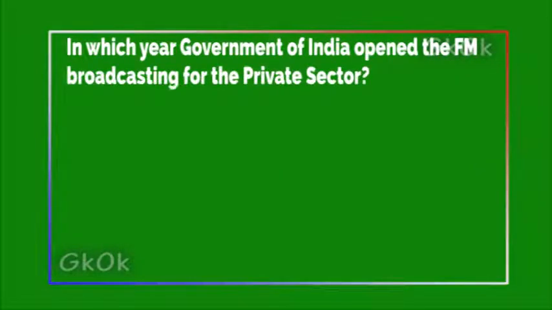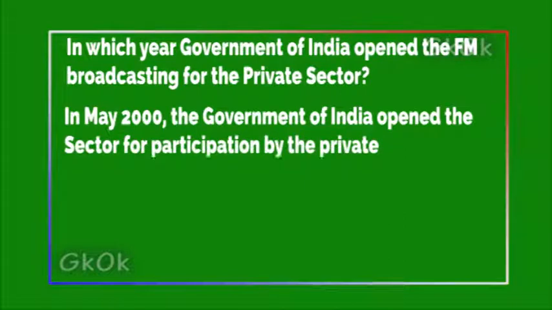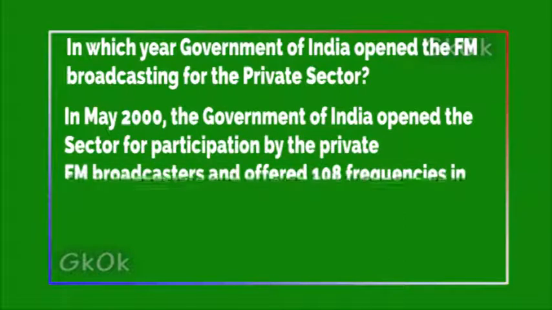In which year did the Government of India open FM broadcasting for the private sector? In May 2000, the Government of India opened the sector for participation by private FM broadcasters and offered 108 frequencies in 40 cities.